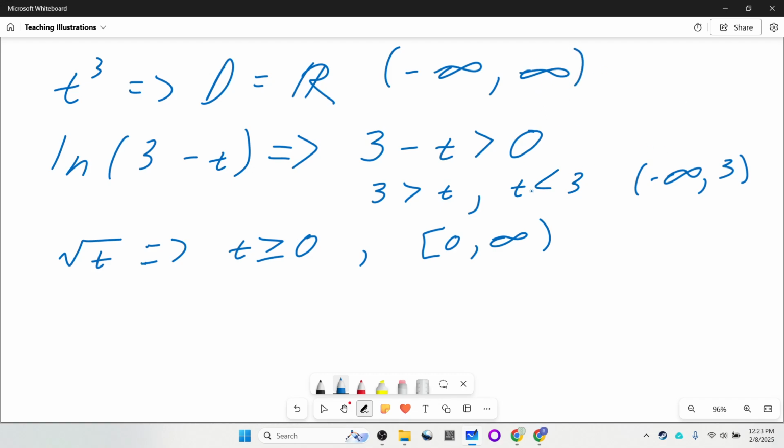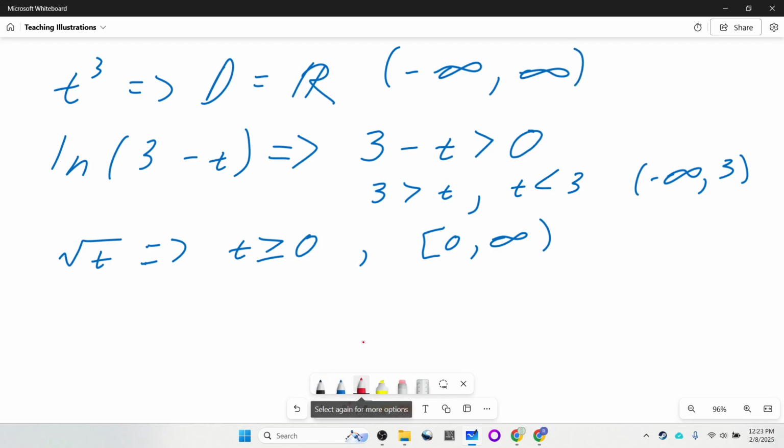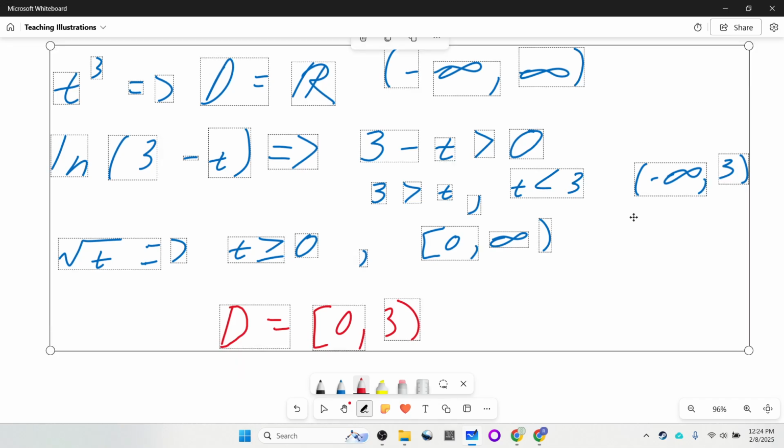So we got three different intervals here. We want to write what is the intersection of them. What is in all three of these? Well, it has to be less than 3 and greater than or equal to 0. So the domain would be 0 to 3 with a bracket on the 0 and a parenthesis on the 3. So that's all there is to domain. If you can find the individual domains, you just find the intersection of them, and that's the overall domain.